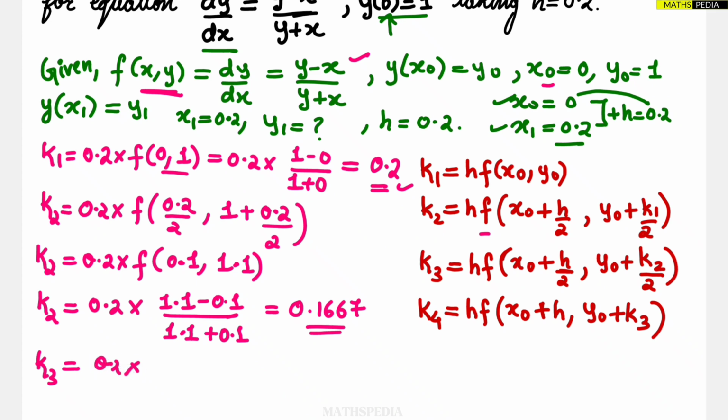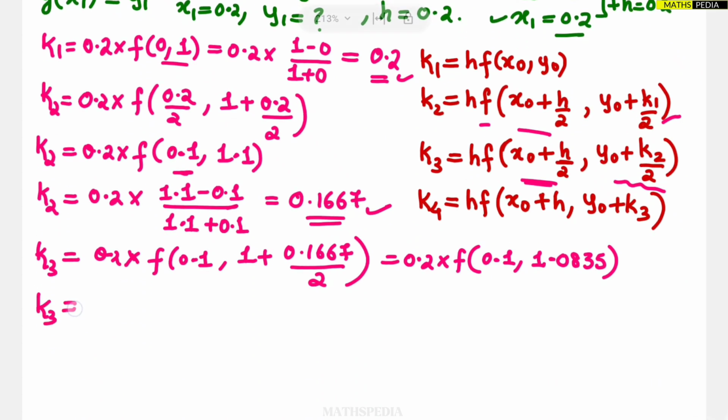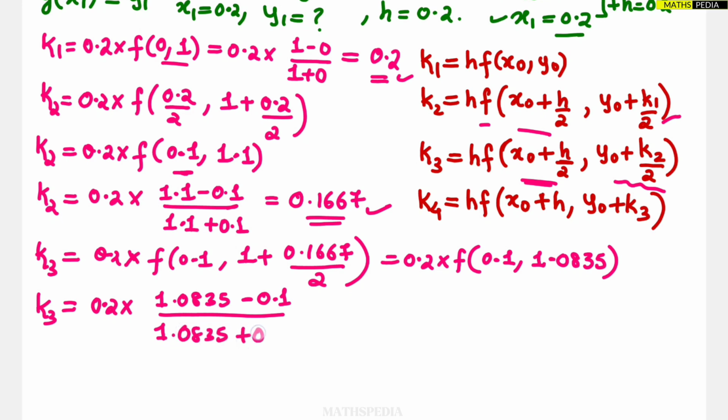Next the k3 value. Again the same thing, 0.2 into function of 0.1, which is exactly the same as k2, but here it will change. Here k2 by 2 has come, whereas earlier it was k1 by 2. So y0 value 1 plus the k2 value, 0.1667, by 2. So this becomes 0.2 into function of 0.1 comma 1.0835. So k3 becomes 0.2 into 1.0835 minus 0.1 divided by 1.0835 plus 0.1. That becomes 0.1662. We got the k3 value also. Next, k4.